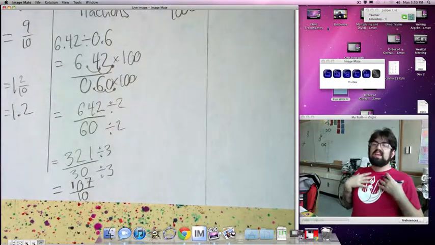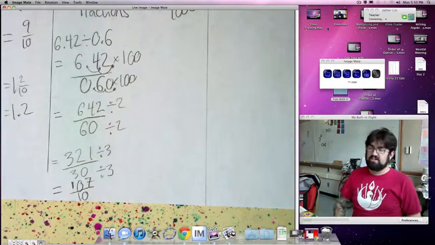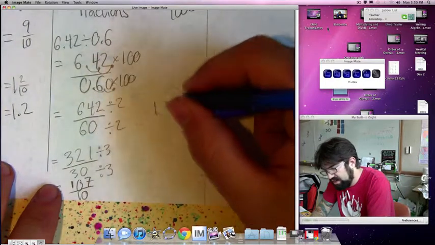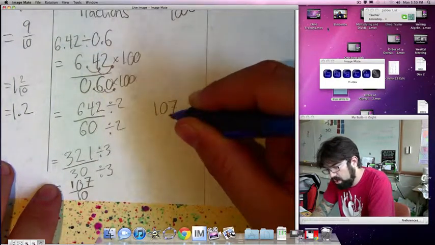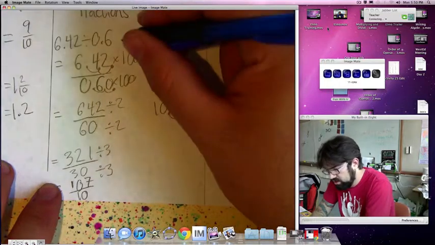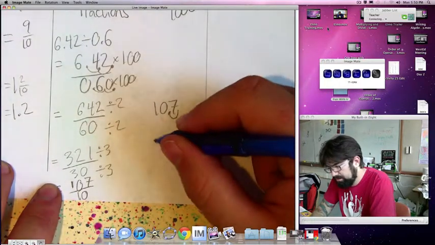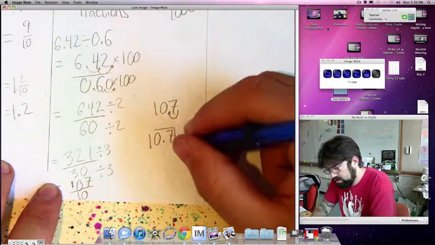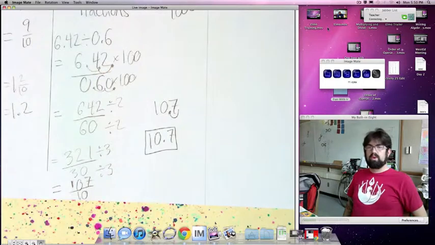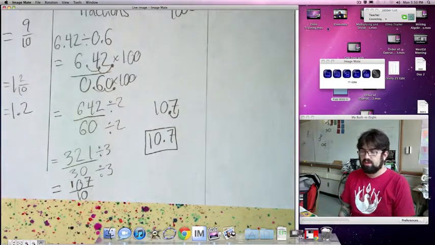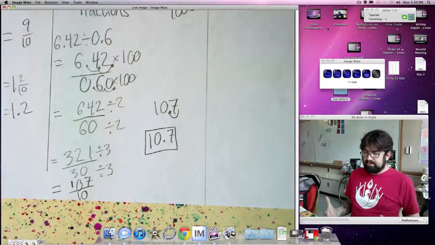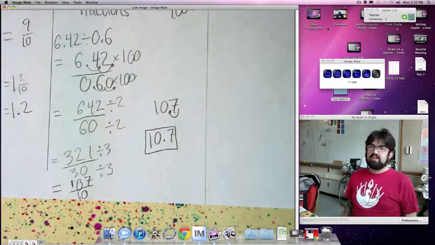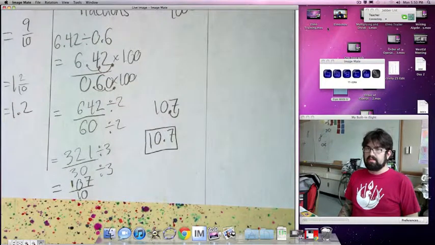Well, if they gave me a decimal, I should probably give my answer as a decimal, but it's dividing by 10. If I have 107 and I divide by 10, I just move the decimal one time. So my answer should be 10.7. That should be my answer. I like that way because it gives me a reason for moving decimals. I'm always about a reason, guys. Gotta have a reason to do anything in life.